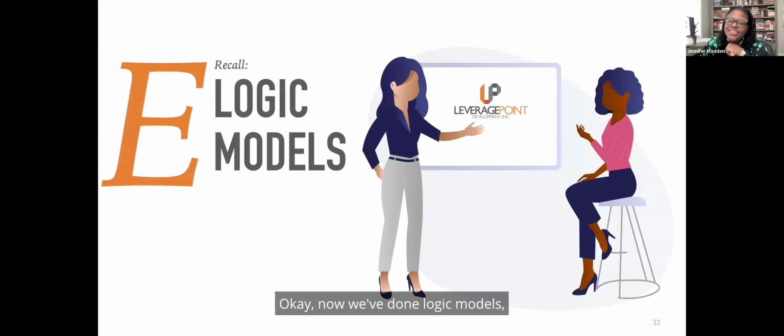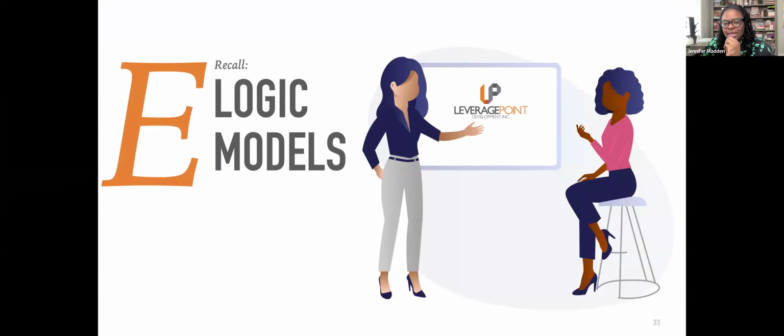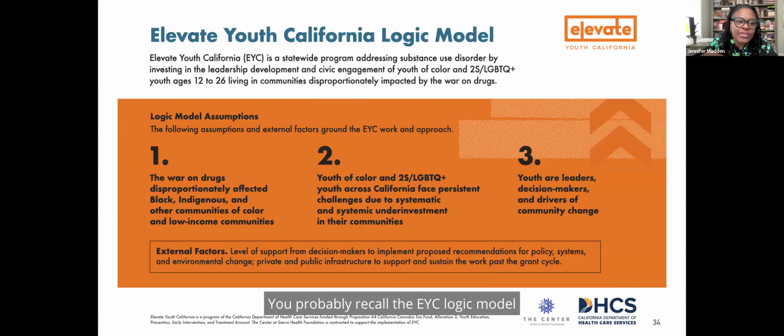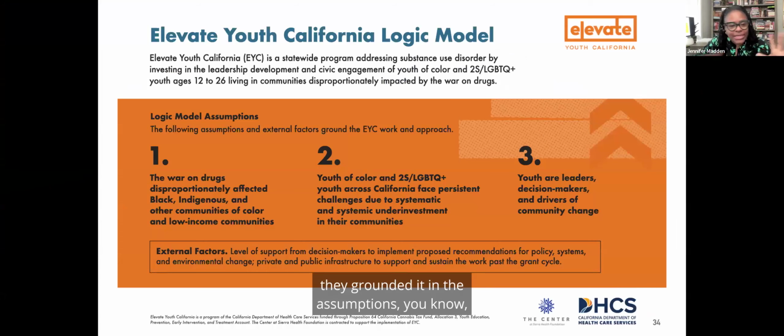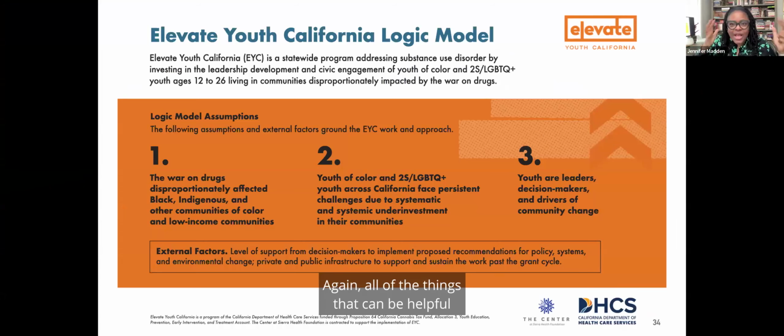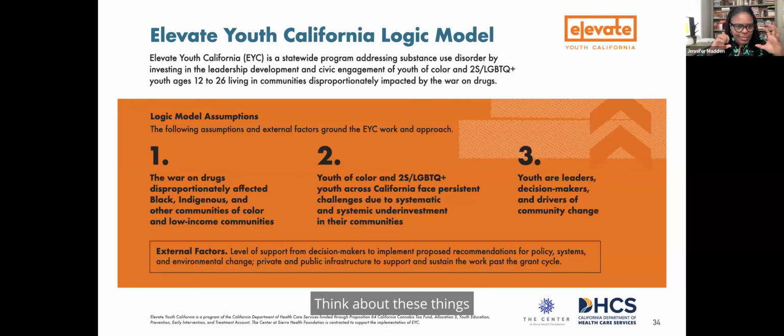Okay. Now we've done logic models, but this is really a good time to think about the logic model, and it's also a very good tool for us as we're setting organizational goals. And I know you've had lots of exposure with the logic model. You probably recall the EYC logic model, where they grounded it in the assumptions and understanding external factors. Again, all of the things that can be helpful for your work as well. Think about these things that impact your organization.